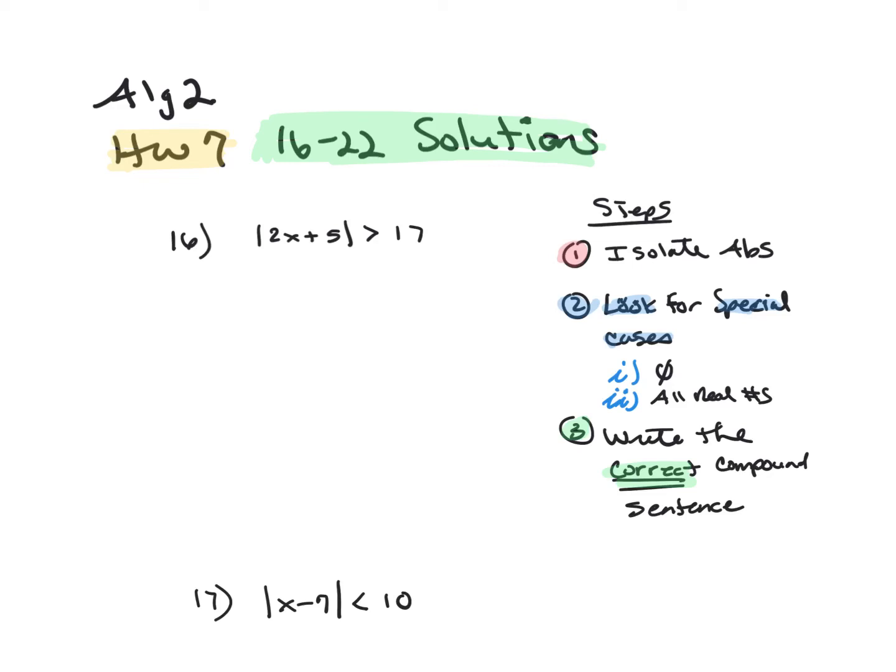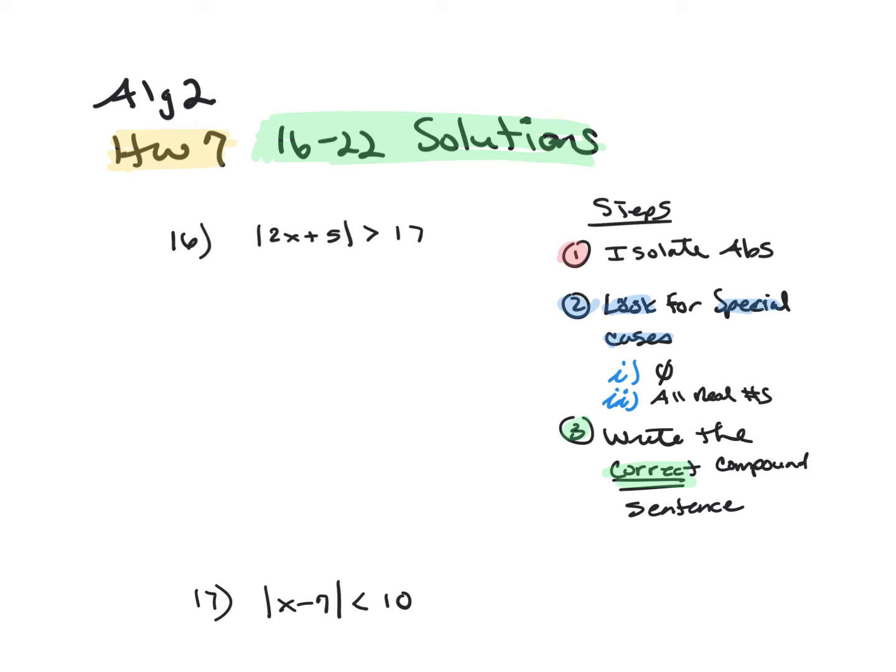So this video is going over homework 7, problems 16 through 22, solving absolute value inequalities. Step 1, isolate the absolute value. Step 1 is already done. In this problem 16, it's already isolated. Step 2, look for a special case.